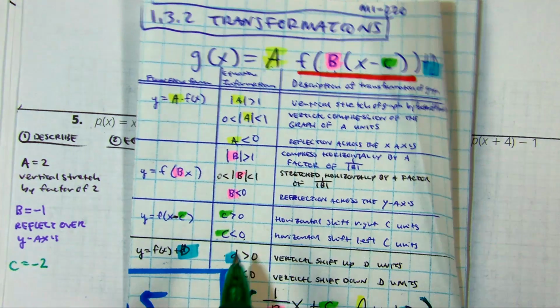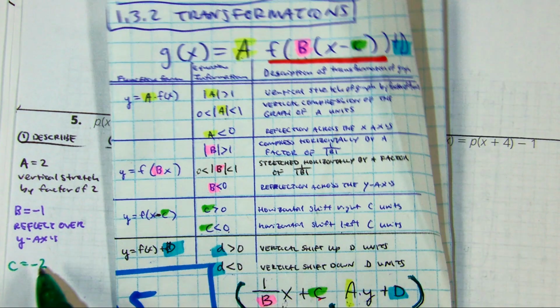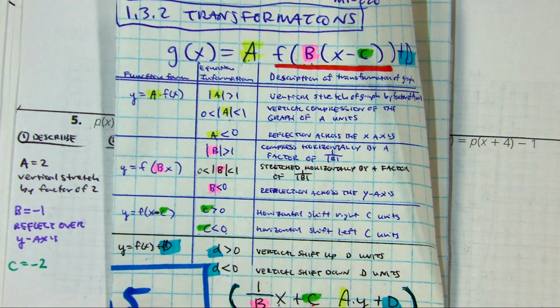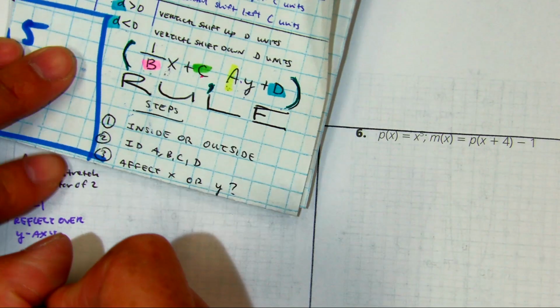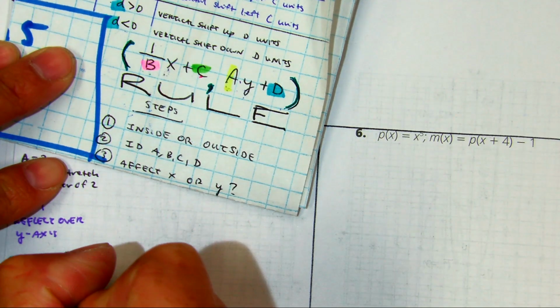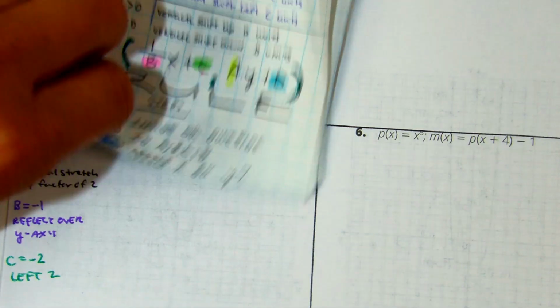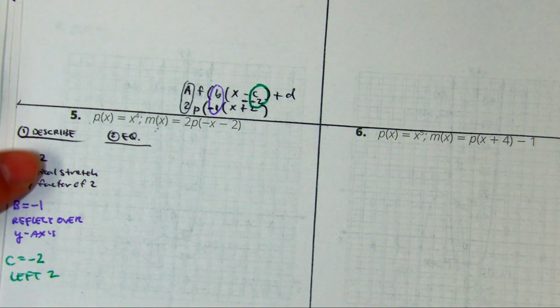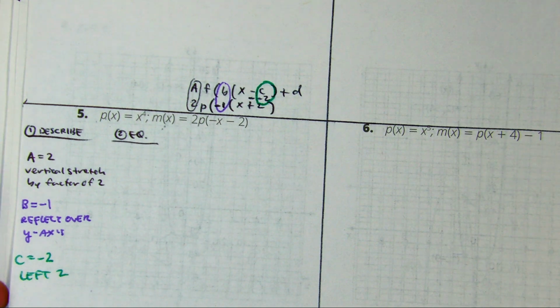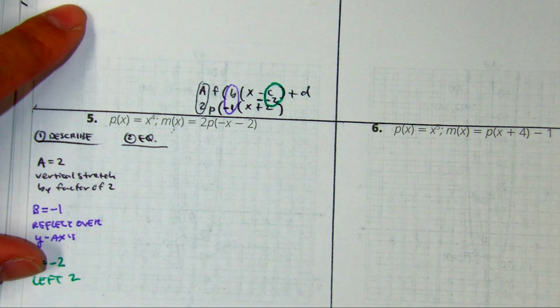Class, is C greater than 0 or less than 0? What does that mean? Left how many units? 2. So say left 2. So there we've just finished our describing by getting numbers to our letters. Okay, let's do the equation part. This is new.